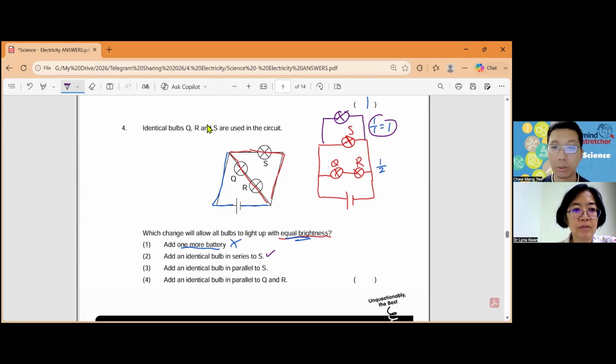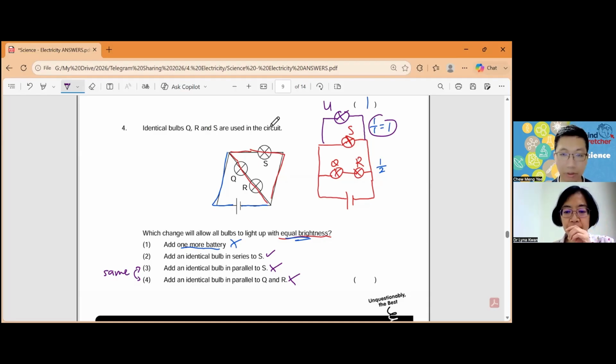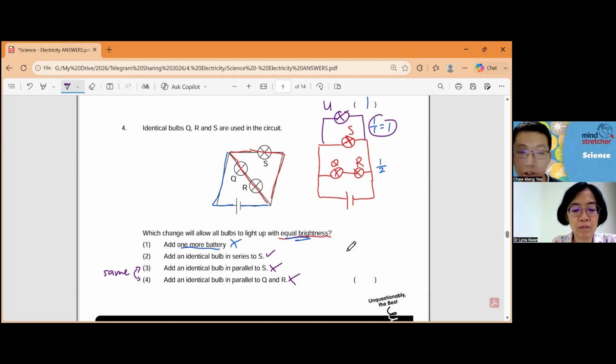Let's say I call this bulb U. So light bulb U will be as bright as light bulb S because I have 1 battery and 1 light bulb in this path. So it has 1 unit of brightness. But all these light bulbs together are not equally bright. So option 3 is wrong. And it's actually the same as option 4, right? Option 4 and option 3 are the same. If it's parallel to S, then it's parallel to Q and R. So these 2 are the same thing. If it's parallel to S, it's also parallel to Q and R altogether.